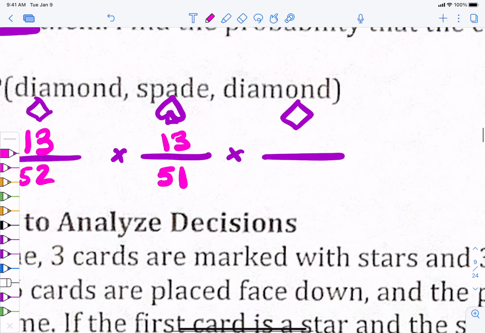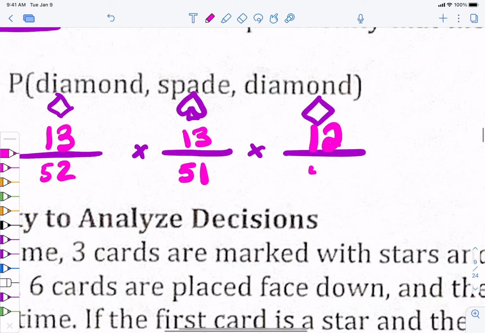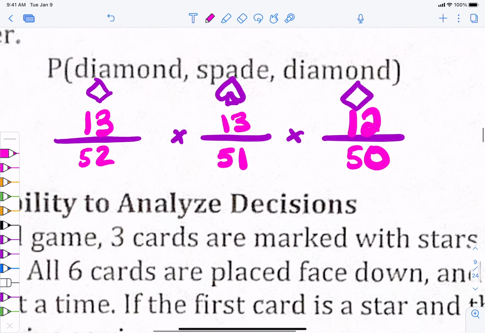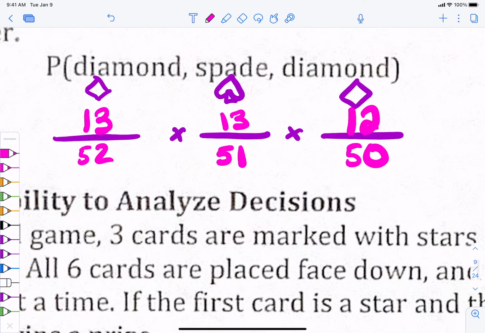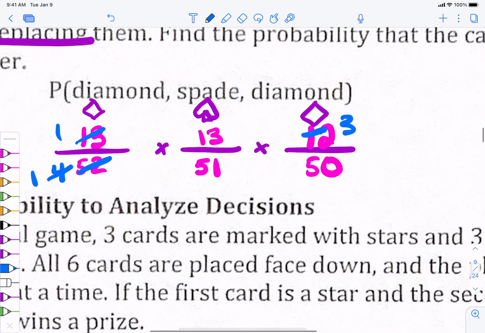51. Okay, diamond. How many diamonds are there? 12. Now there's only 12. So this is the only case where you subtract from the top number also. Right? Only 12 out of 50 this time, and then let's reduce. Okay, so I know that 13 over 52 is 1 over 4, right? Because there's 4 suits. Okay, what else can reduce? 4 and 12. 4 and 12 can become 1 and 3. Okay, what else?